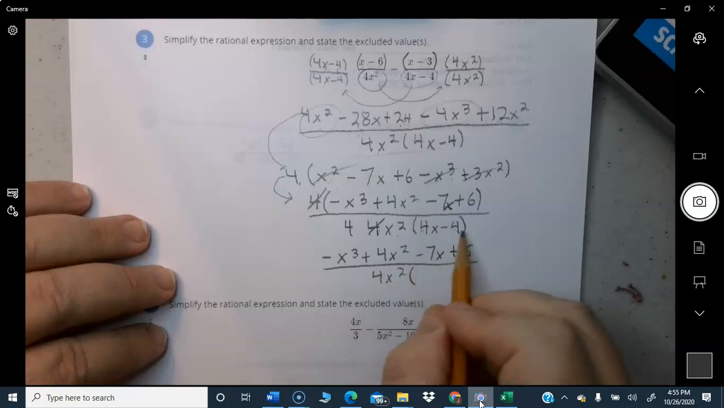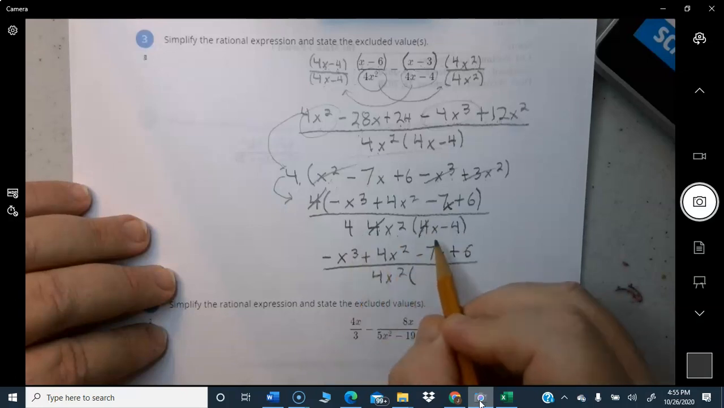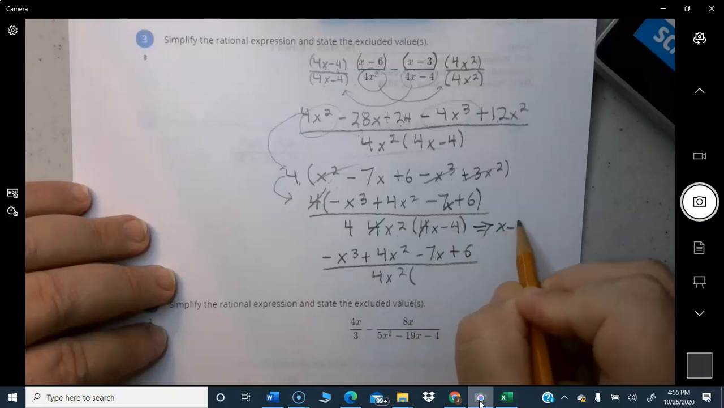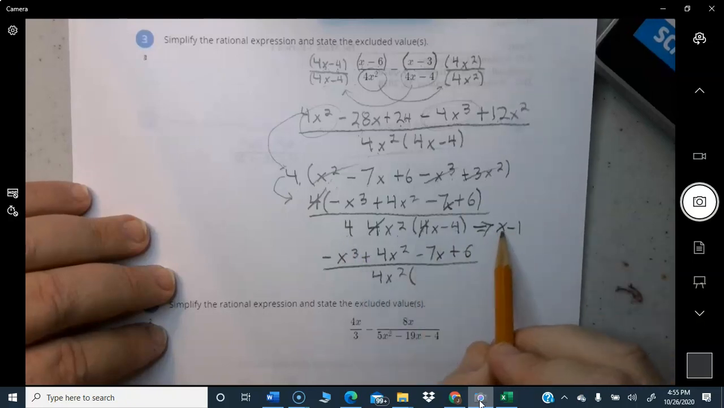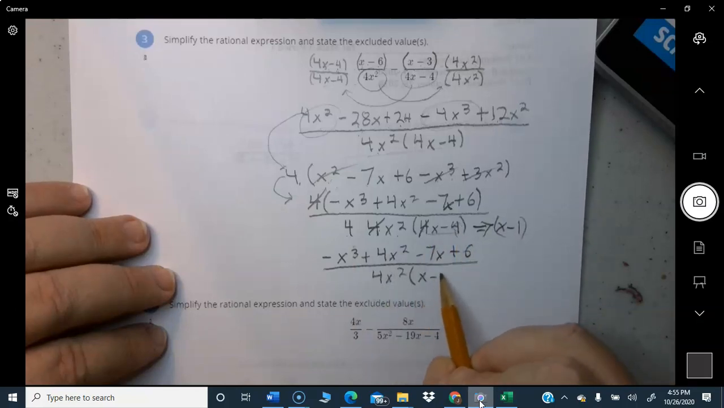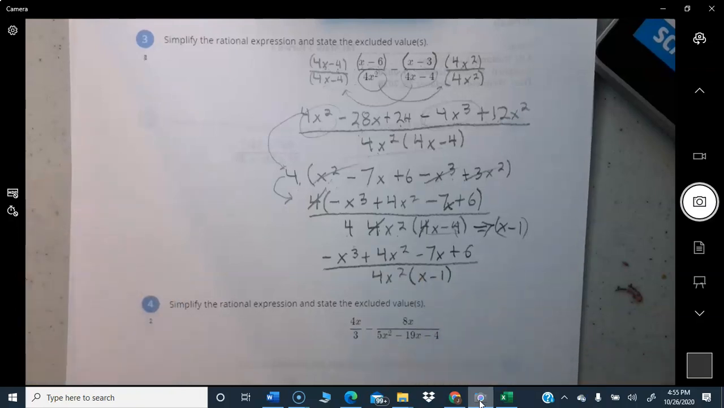And then when I factored this 4 out, that became, I should have shown you that, x minus 1. So 4 times x minus 1 would give you 4x minus 4. That canceled those and made that a 1. So that's going to be x minus 1. All right? And that's the answer.